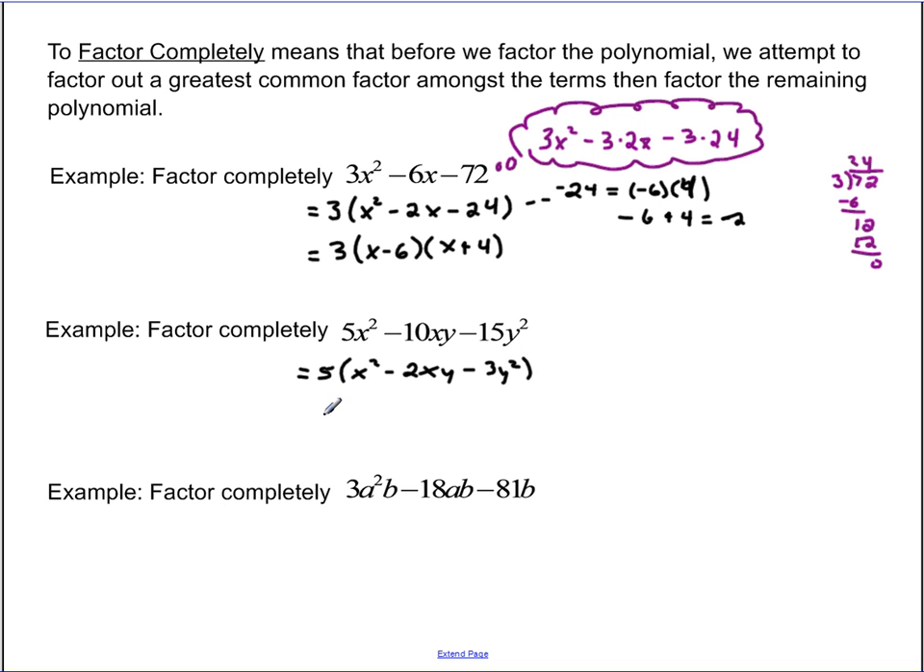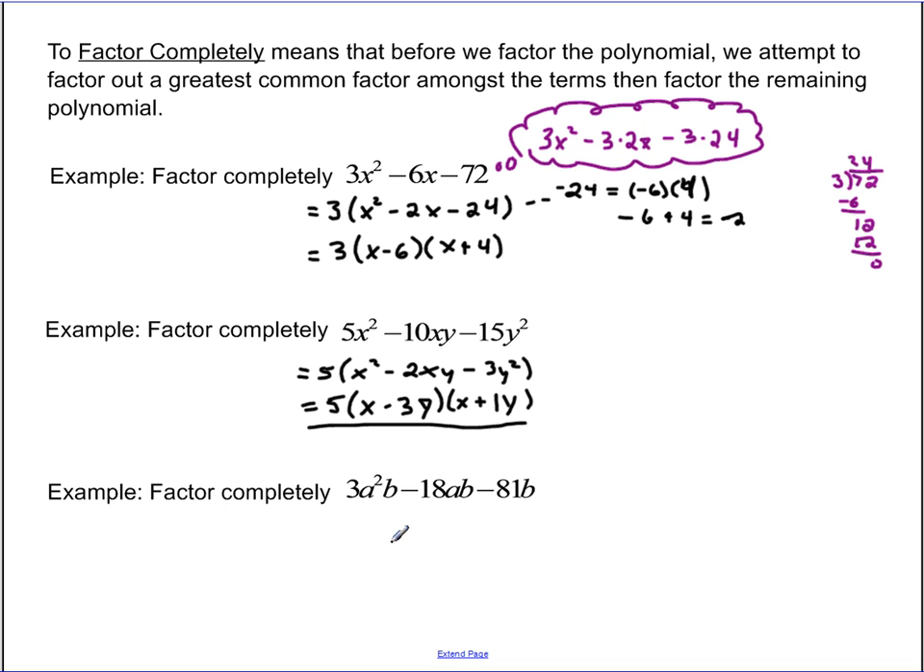All right, so this is kind of similar to one that we did before. We know that we're going to end up with two binomials in x and y. So we're going to have x and y in one factorization, x and y in another factorization. And let's see, we need two factors of negative 3 whose sum is negative 2. Well, that should be an easy one. We know that negative 3 added to positive 1 would give us our factorization. So there it is. 5 times x minus 3y times x plus 1y is our complete factorization.